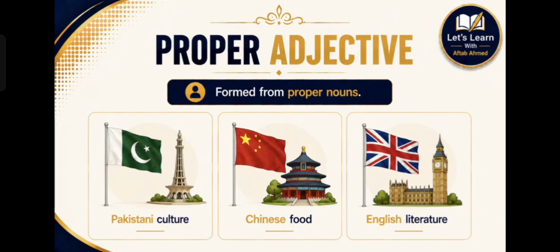Final type is proper adjectives. A proper adjective is formed from a proper noun. For example, Pakistani culture, Chinese food, English literature. Notice that these adjectives come from proper nouns such as Pakistan, China, and England. Like proper nouns, proper adjectives always begin with a capital letter.